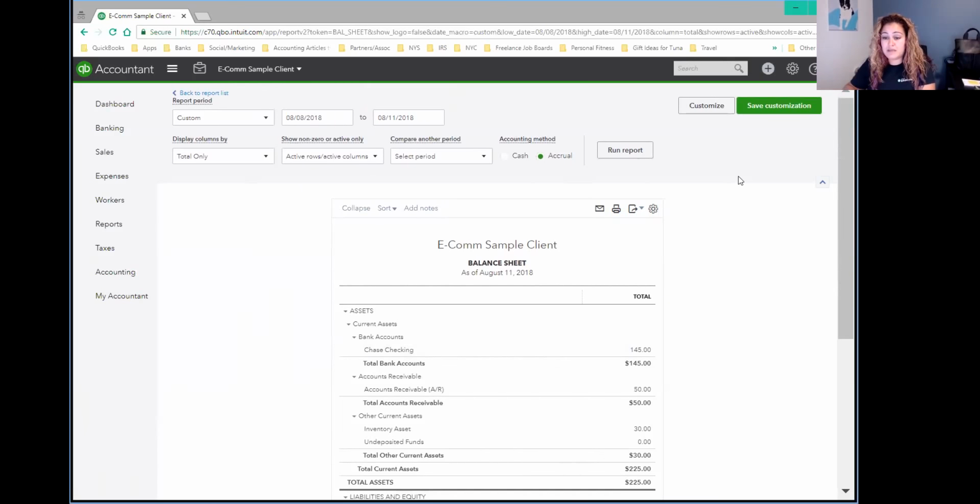Don't just duplicate it, because then your P&L is going to duplicate your revenue, and it's going to look like you're making a lot more money than you are. So that's actually very important. When you put something in undeposited funds, you have to move it to the bank, and if you can't find it, go find it. You do not want to duplicate your revenue. It's not a good thing.